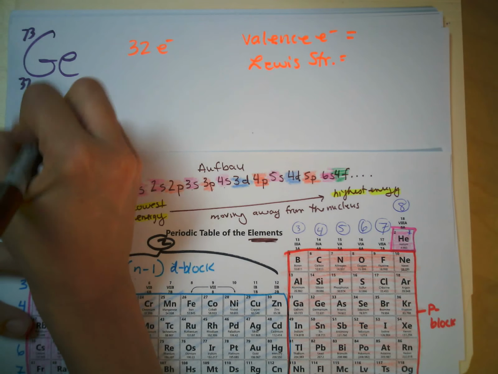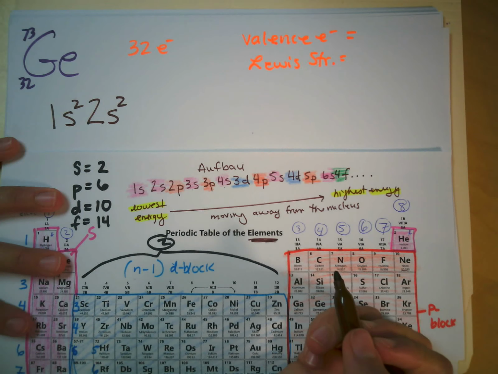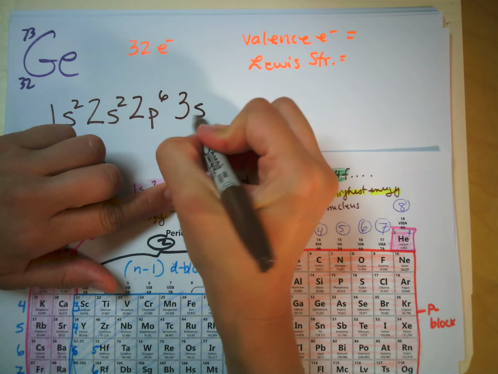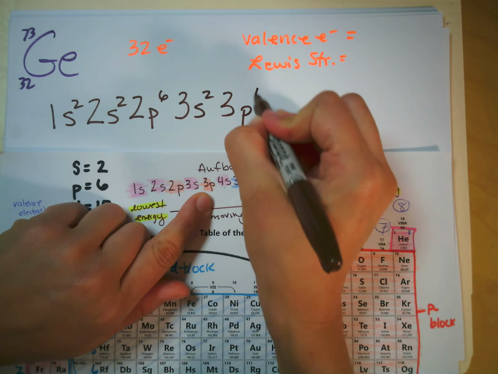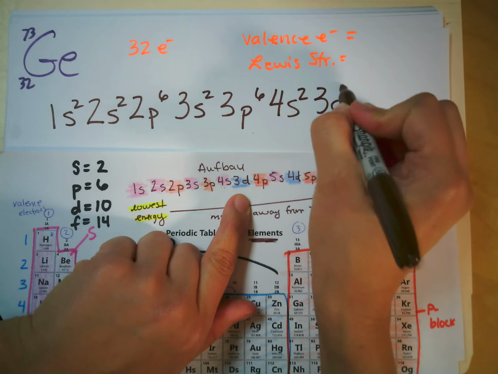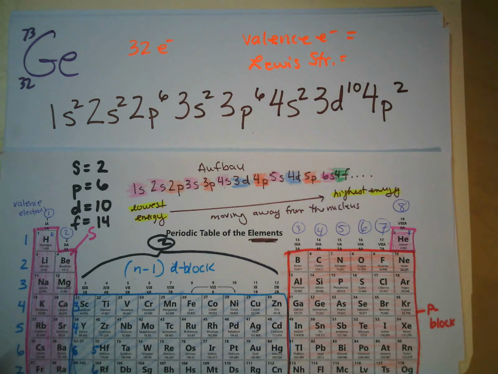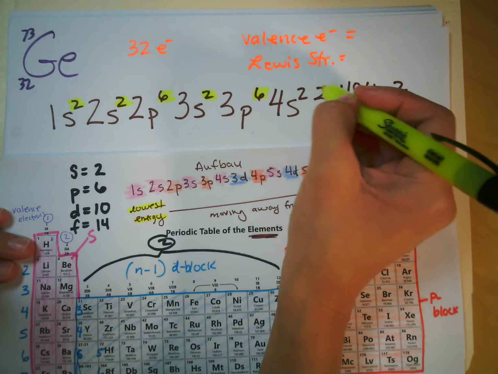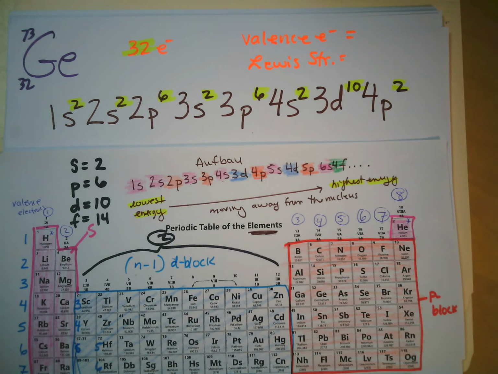So 1s2, 2s2, so we're up to 4, 10. That can fit up a max of 2, 12, 18, 20, 30, 2. Again, let's double check. 2, 4, 10, 12, 18, 20, 30, 32. Perfect. How many valence electrons do we have?